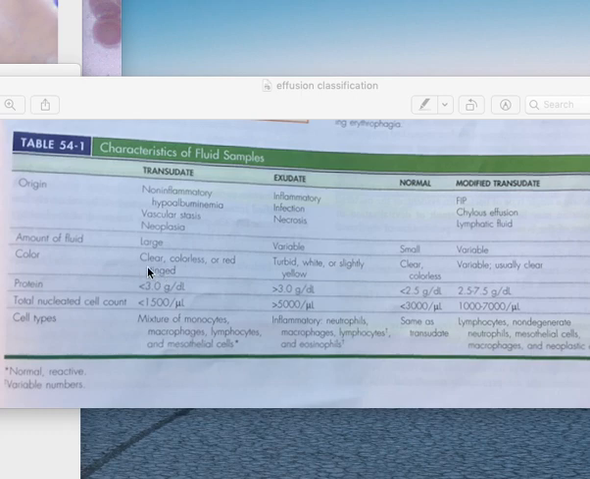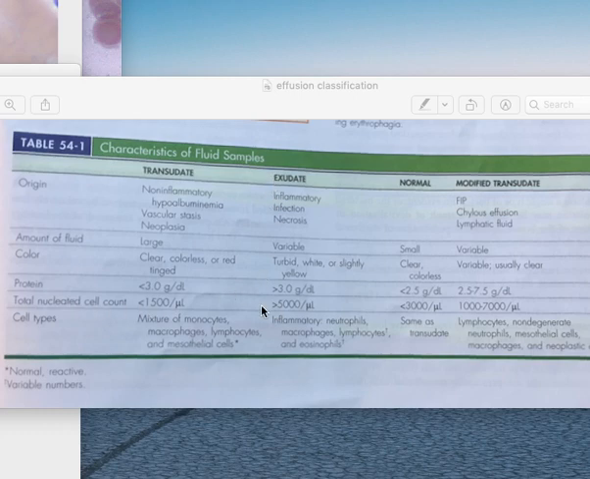As far as color goes, again, it would be more clear, colorless or pink tinged for the transudates, and exudates can be pretty much any color. The big deal here is if the effusion is less than 3 grams per deciliter of protein, it's going to usually fall in the transudate or into the modified transudate category. If it's greater than 3, it will usually fall in the exudate.